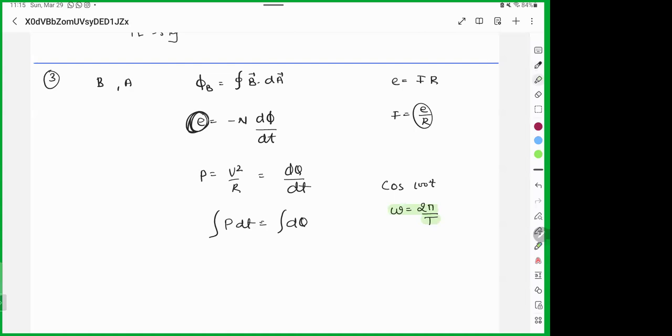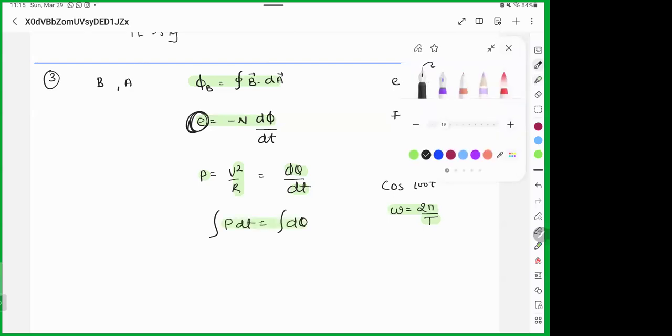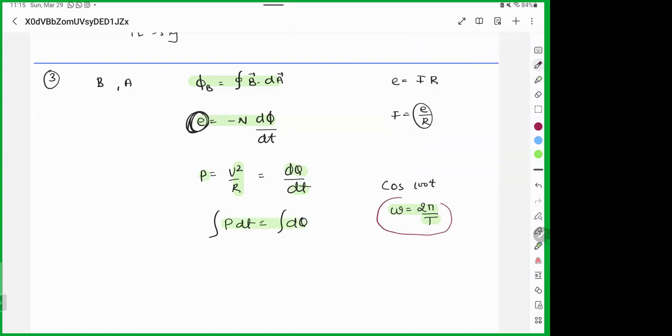Tell me, are you able to revise multiple concepts together? This Faraday's second law concept, current electricity P is equal to V square by R, or same current electricity dq by dt, and then integration. Then from circular motion, you are revising omega is equal to 2 pi by T. Yes or no, guys?